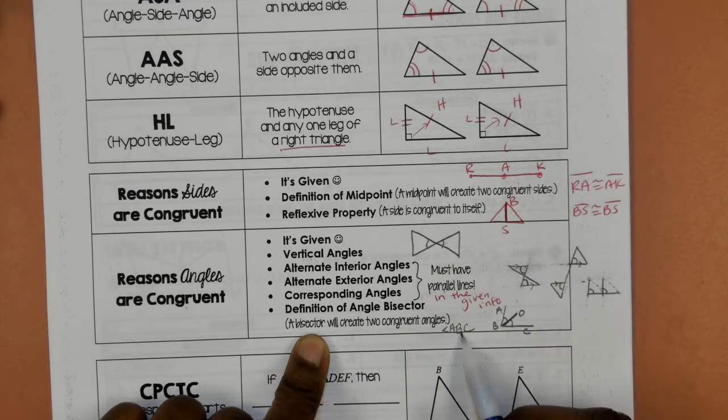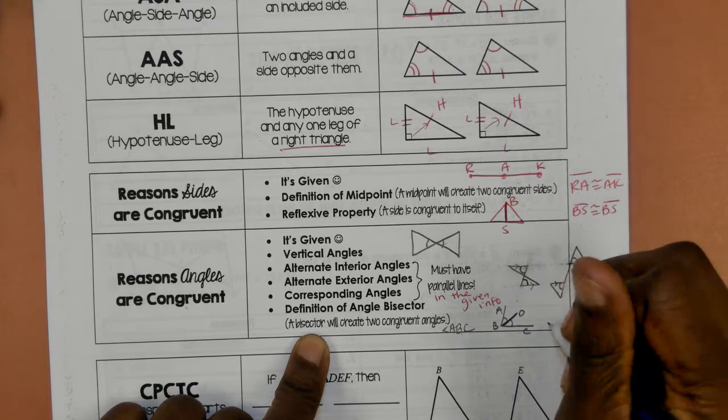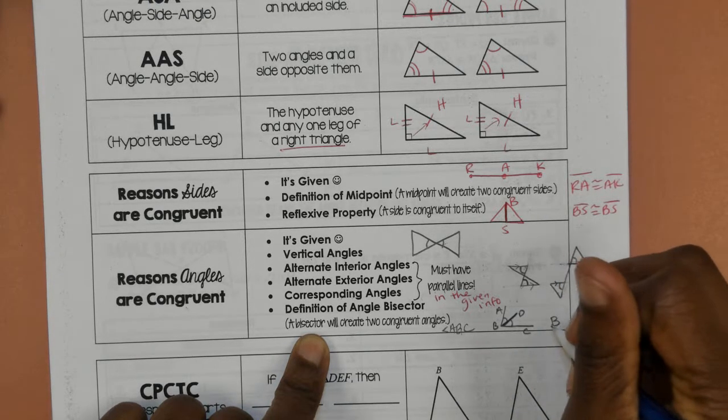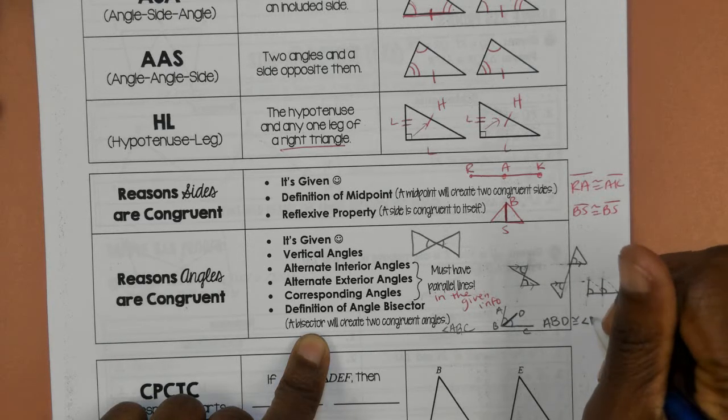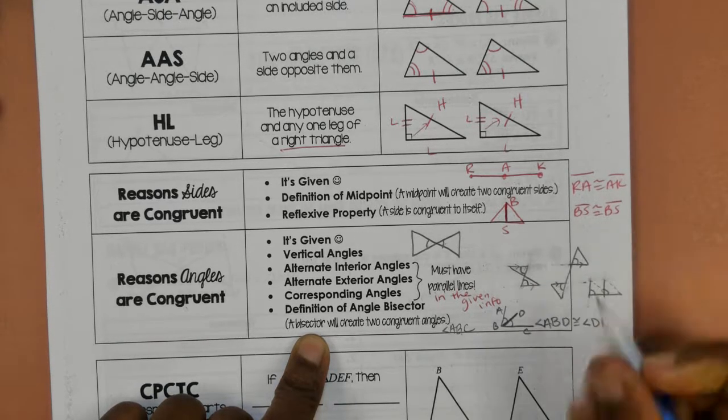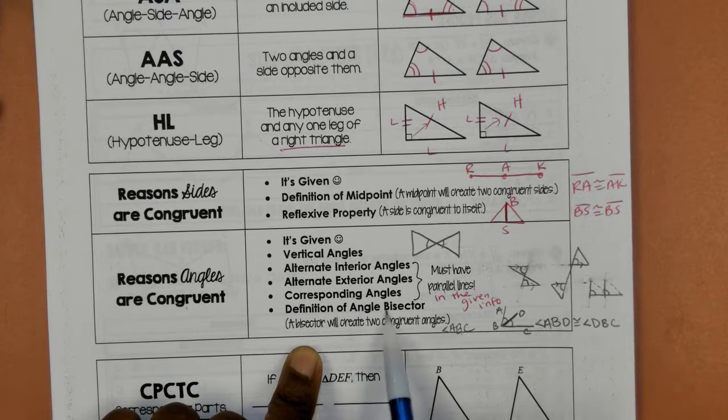Angle ABC is getting bisected, then the two angles that it makes equal have to have B as their vertex. So angle ABD is congruent to angle DBC. Okay, so that would be your statement. Your reason would be definition of angle bisector.